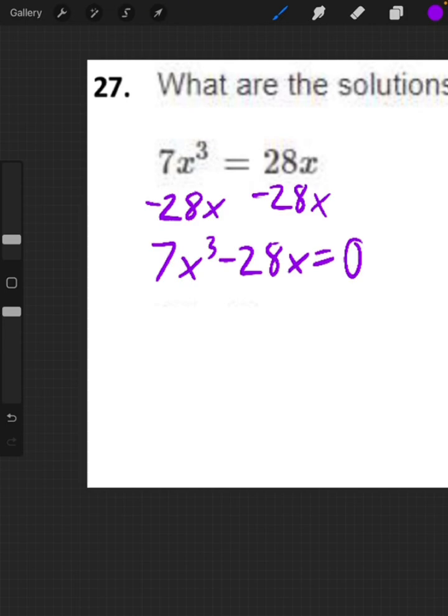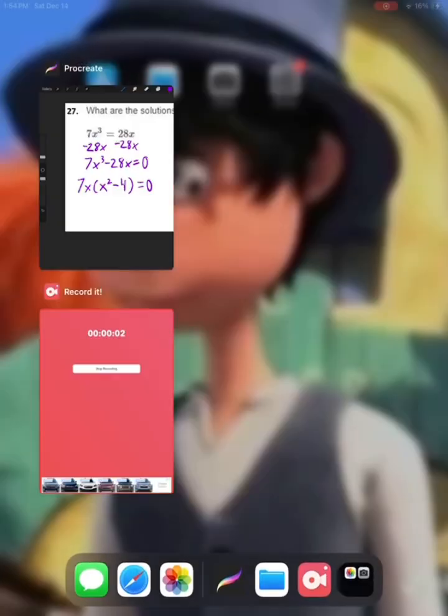So then, we just need to take out the greatest common factor, which would be 7x. So we have 7x parentheses x to the power of 2 minus, and then 28 divided by 7 would be 4, equals 0.